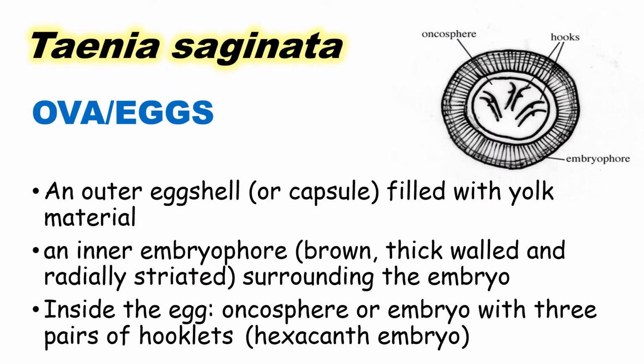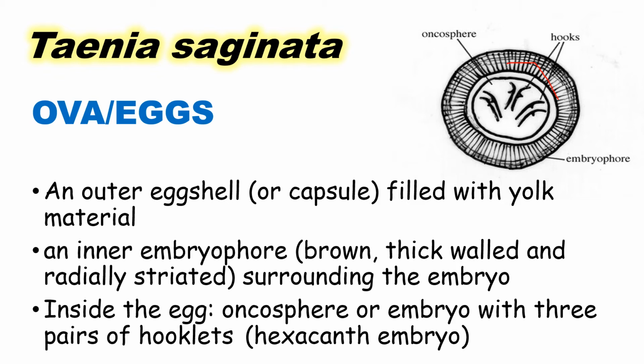Okay, so now let's move on to the eggs of Taenia saginata. The eggs of Taenia saginata, guys, inside the egg, it has an oncosphere or embryo with 3 pairs of hooklets. And this embryo is known as the hexacanth embryo. This hexacanth embryo is covered by an inner embryophore, which is usually striated, thick-walled, surrounding the embryo, and your inner embryophore is covered further by an outer eggshell or the capsule filled with yolk material.